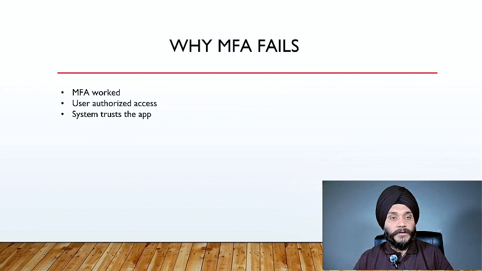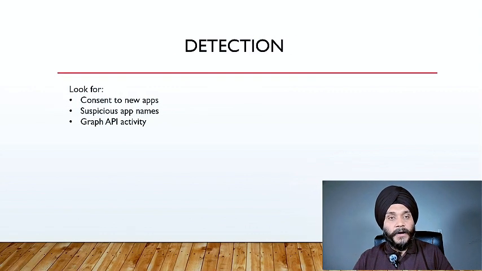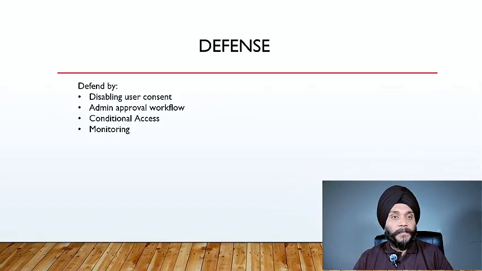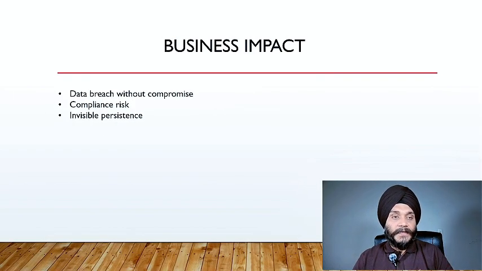This is why this attack is so dangerous. It abuses trust. To detect this, you need to monitor Entra ID logs, and look for consent to application events, unknown app names, and unusual Graph API activity. The best defense is simple but powerful: disable user consent, enable admin approval workflows, and monitor application activity closely. From a business perspective, this means data can be exfiltrated without triggering traditional alerts. Emails, files, and sensitive data, all exposed silently.